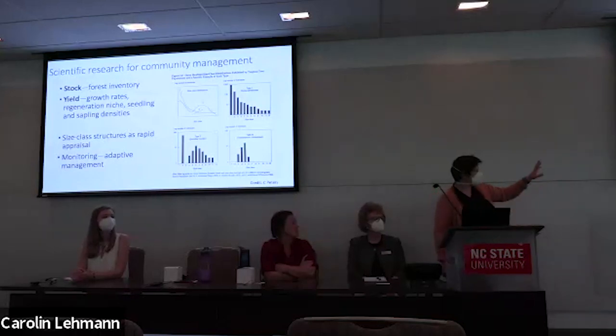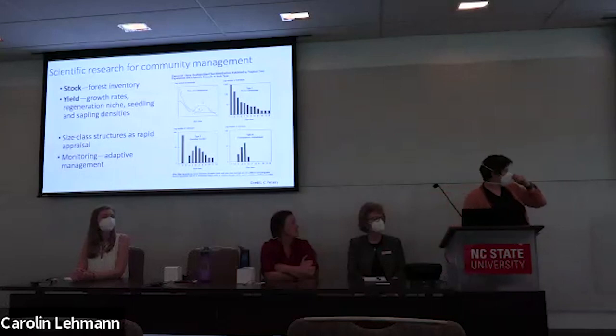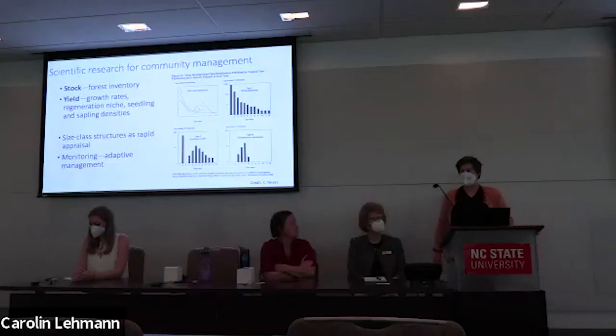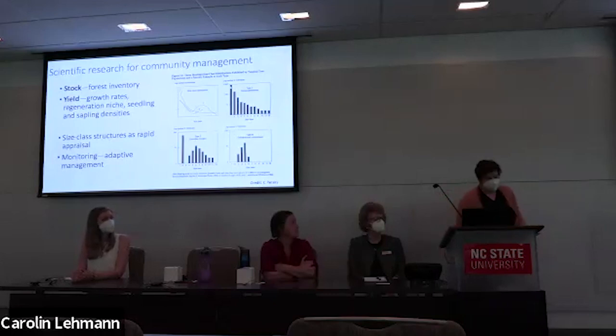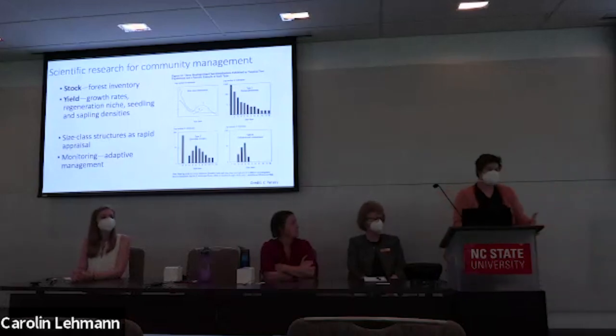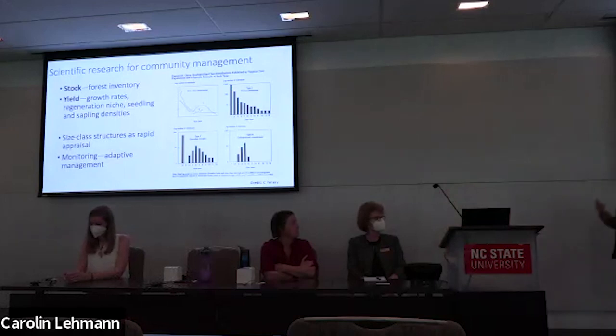These are size class diagrams that show, for different tree species, the number of seedlings and saplings and bigger trees that you have. And so these tools are a way for communities to get a quick snapshot of saying, oh, look, we've got lots of big trees and lots of regeneration. This resource is doing really well. Our current strategy is working really well. Or saying, oh, we're really not getting much regeneration. Maybe we need to change our management a little bit or start doing something else.